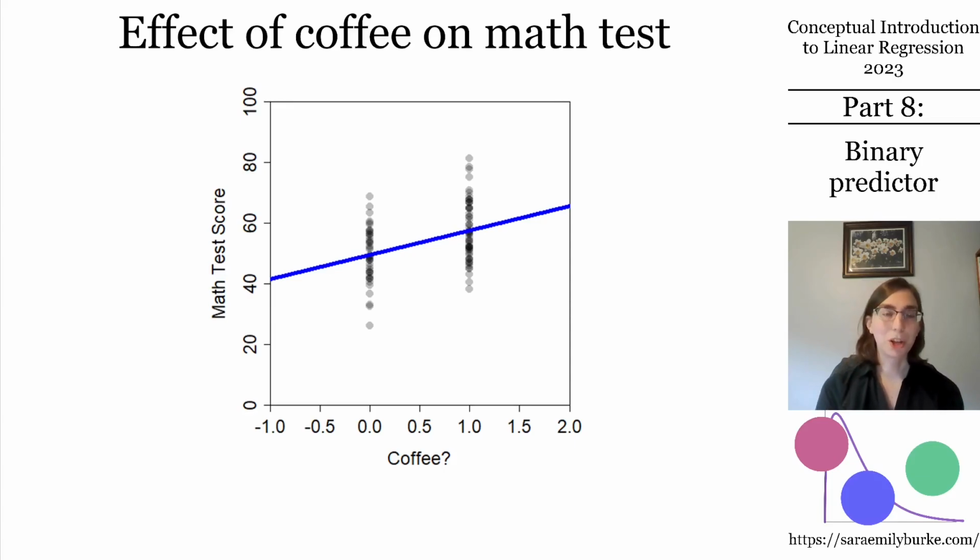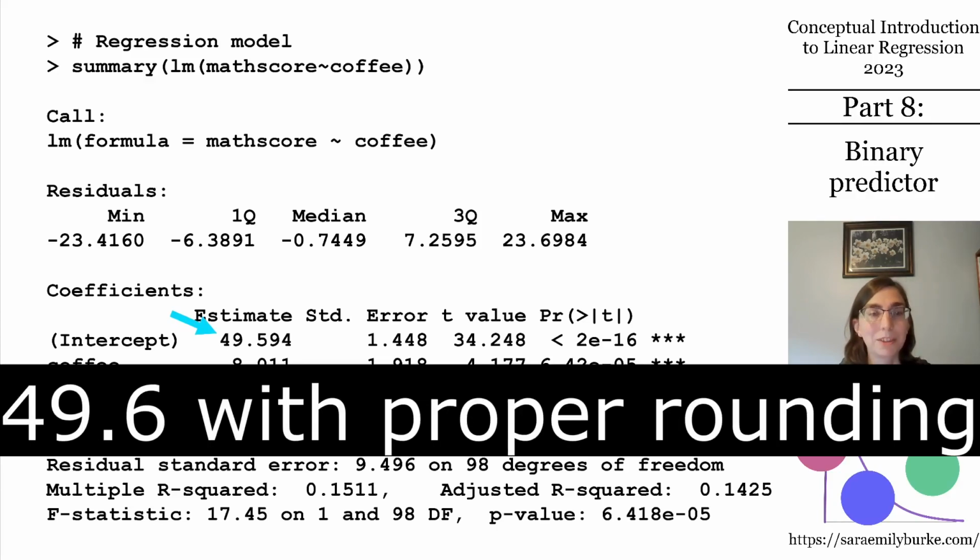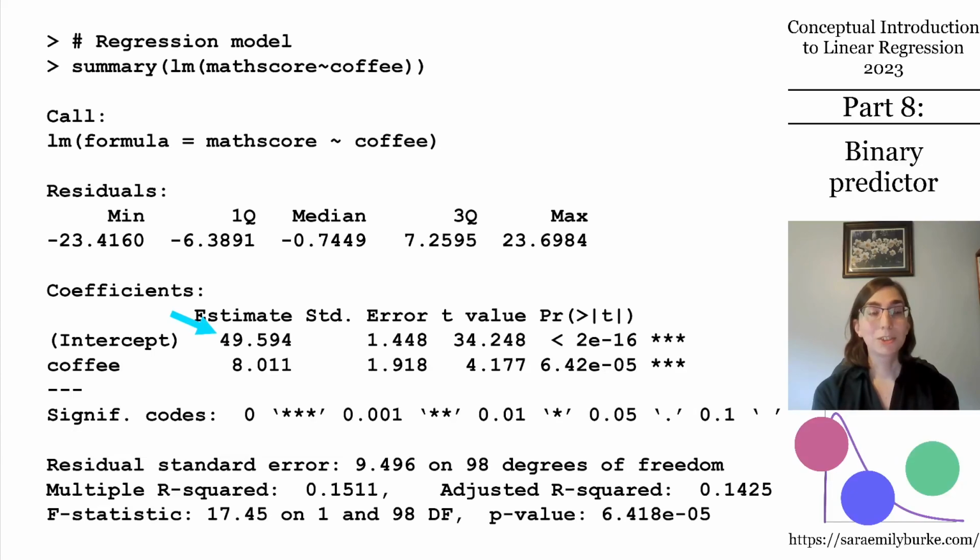Let's look at the regression model output. Here's a regression model from R, and I just used the binary coffee variable with 0 as no coffee and 1 as yes coffee as the predictor in this model, with math test scores as the response. The intercept is 49.59. What does that mean? People in the no coffee or decaf condition scored 49.5 points on the math test on average. After all, the intercept is the estimated value of the response variable at the point where the predictor is 0. And here, the predictor is 0 for the no coffee condition.